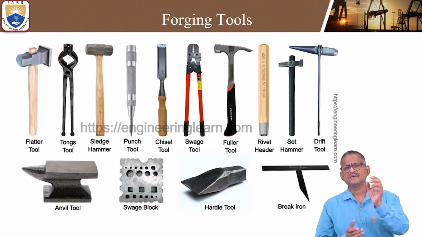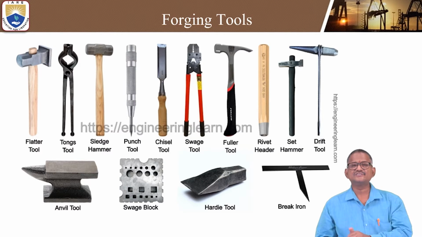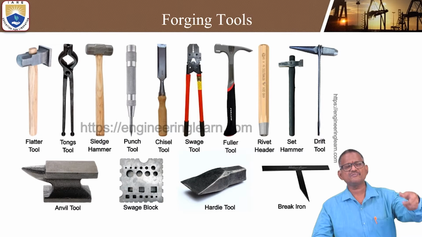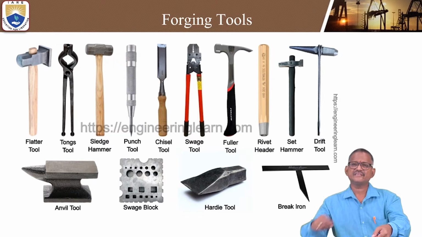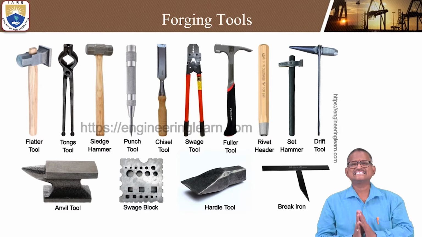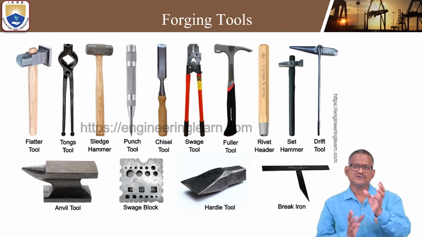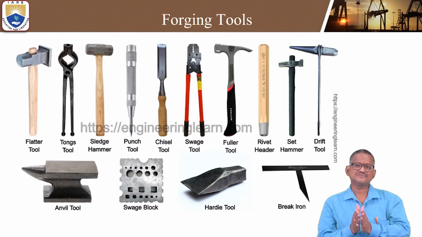Let us see some tools: the flatter tool and the tongs tool. The tongs tool is used to hold the raw material, which is in a hot condition. How do you keep it on the anvil? Then pressure is applied with the help of the sledgehammer. That is how you can know the different types of forging tools.